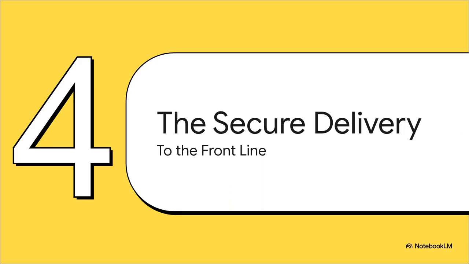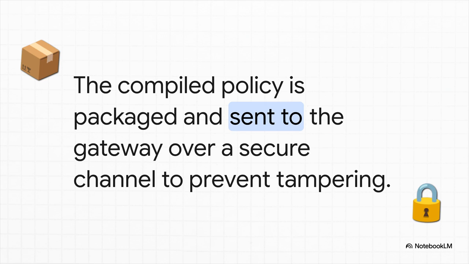So our policy is now this lean, mean enforcement machine. Awesome, but it's still just sitting on the management server. The next big challenge is getting it out to the firewall on the front line, and it absolutely has to get there securely. This, my friends, is the transfer step. The compiled policy gets all packaged up and sent across the network. Now, you can't just send this stuff in the clear. I mean, imagine if someone could intercept that file and change the rules in the middle of the transfer. They could open up a massive security hole. So this whole transfer has to happen over a protected, totally secure channel.